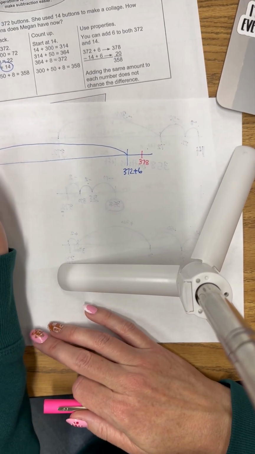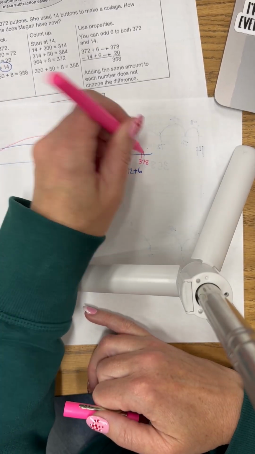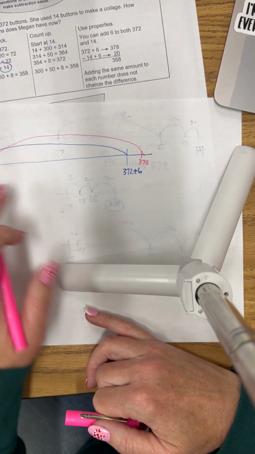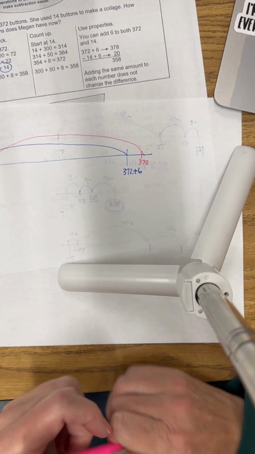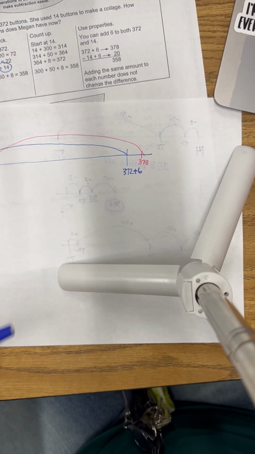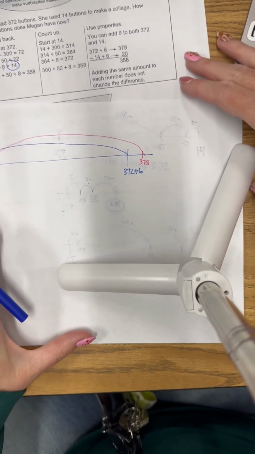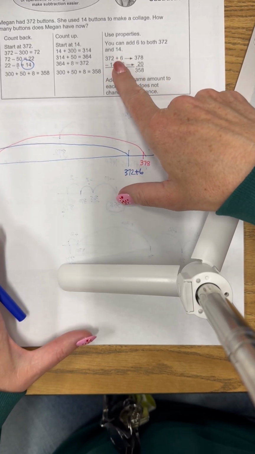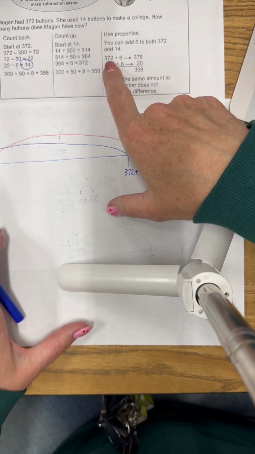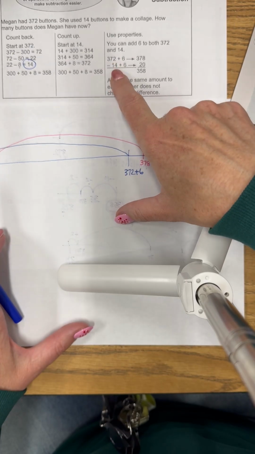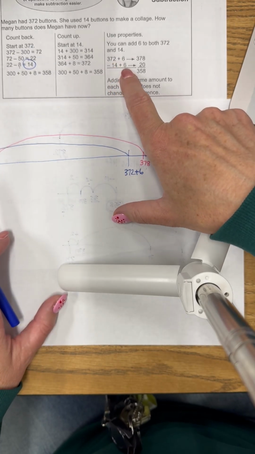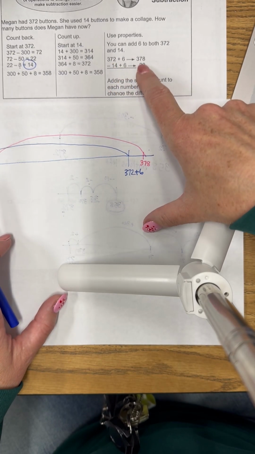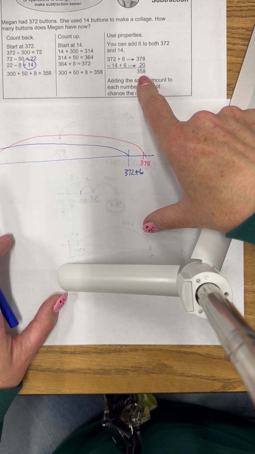And this arc, the pink arc, is going to be the exact same size as the 14 to 372 arc. And so that's why that works. So we're going to add 6 to both of them. So in this example up here, we got 372 plus 6 minus 14 plus 6. So now we're at 378 minus 20.